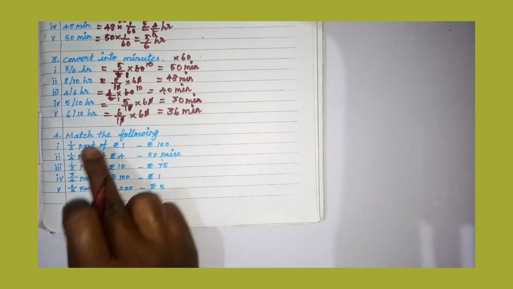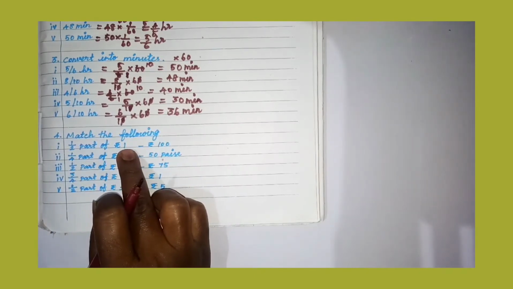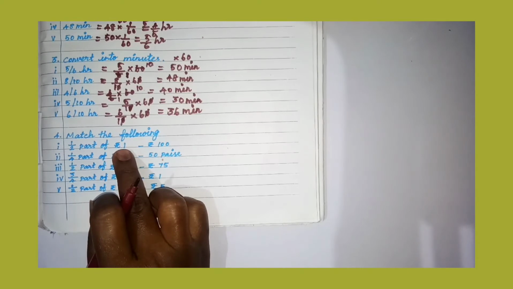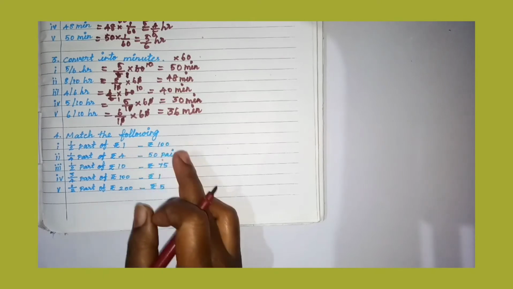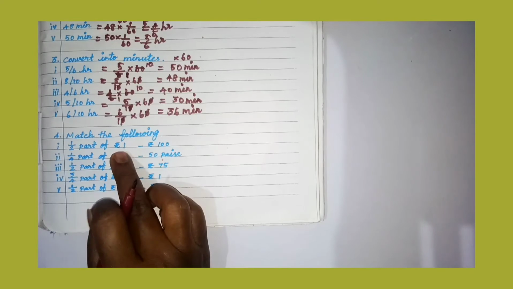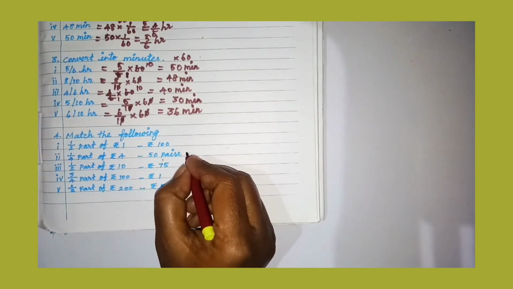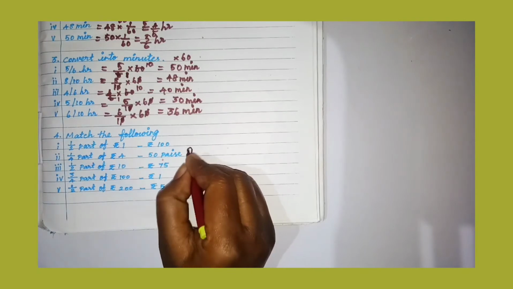Fourth one, match the following. First one, half part of rupees 1 rupee. 1 rupee half part value. So 1 rupee means how many paise? 1 rupee is equal to 100 paise. So 100 paise half part is 50 paise is the answer. So first one, 1 rupee half part value is 50 paise.